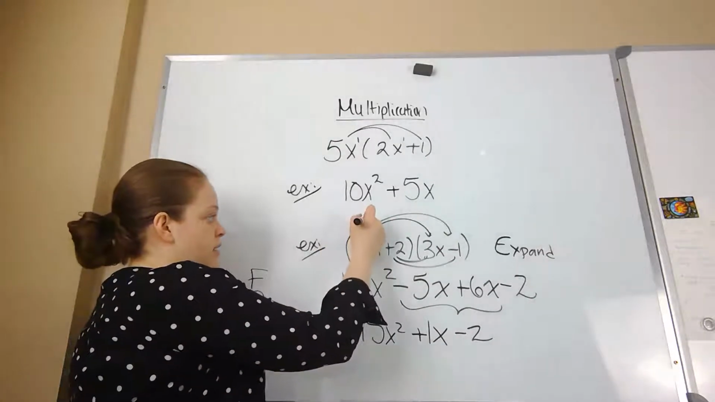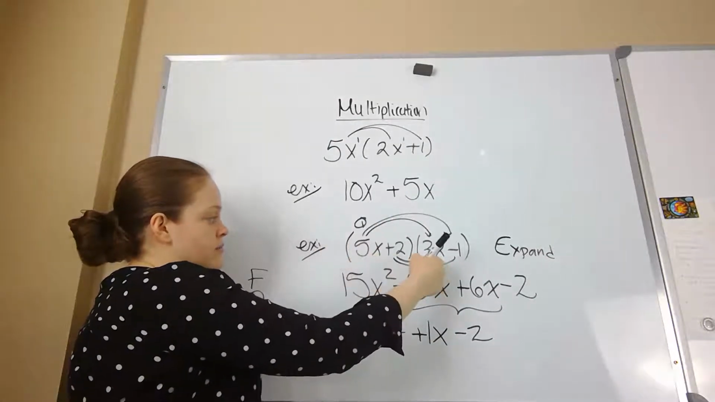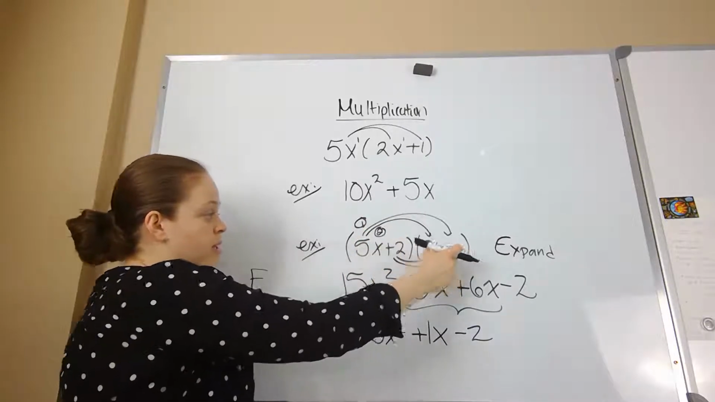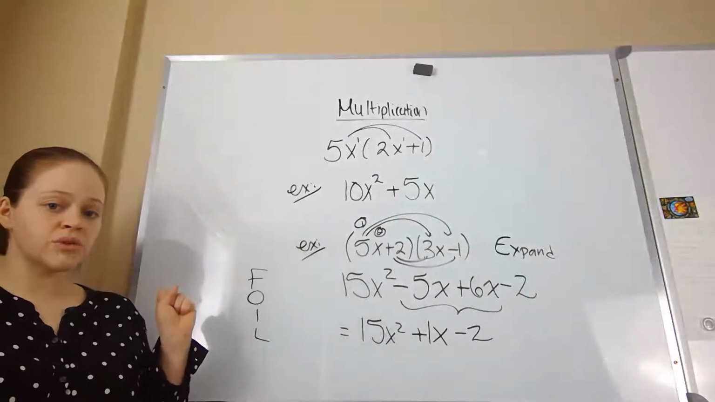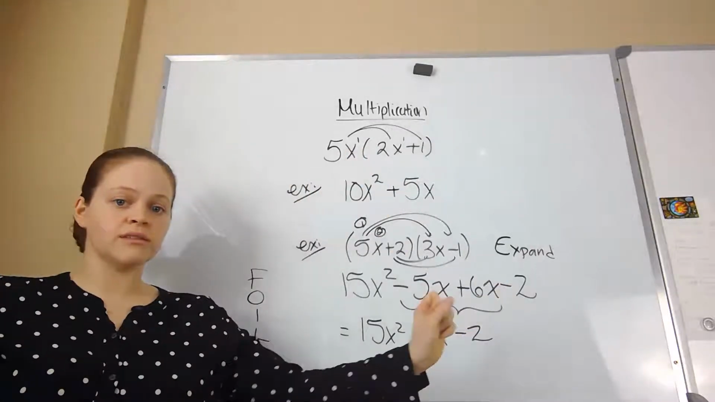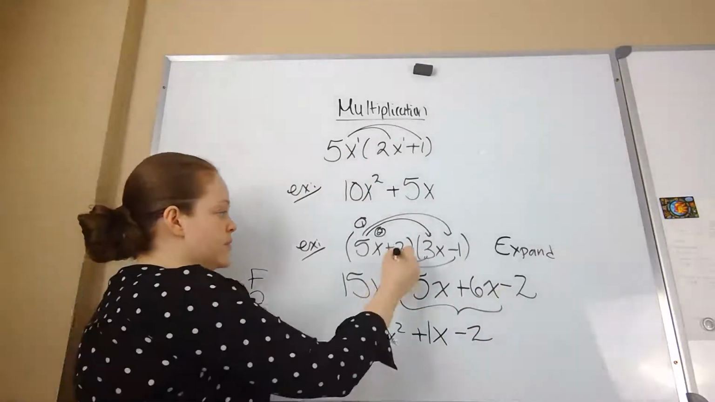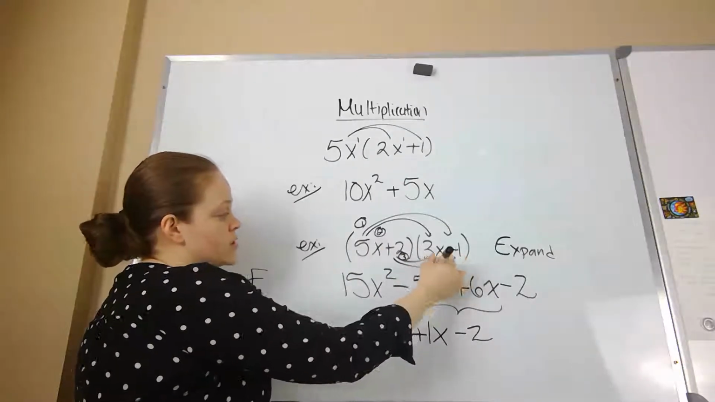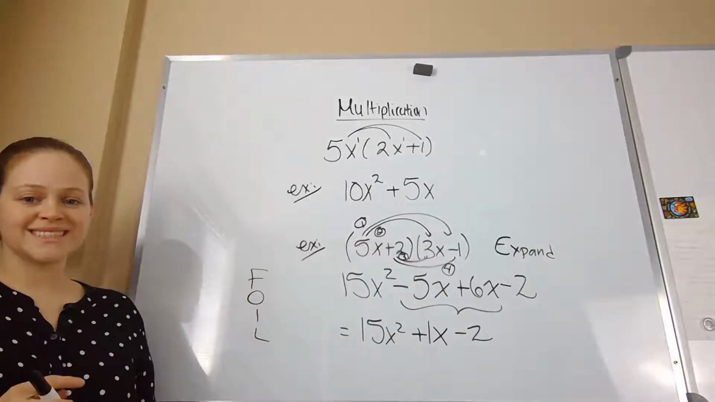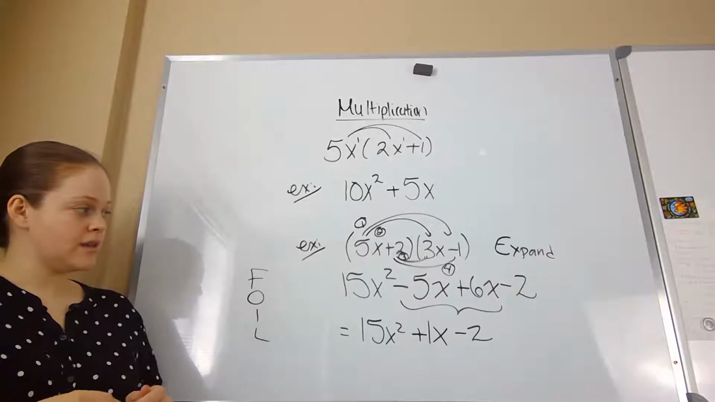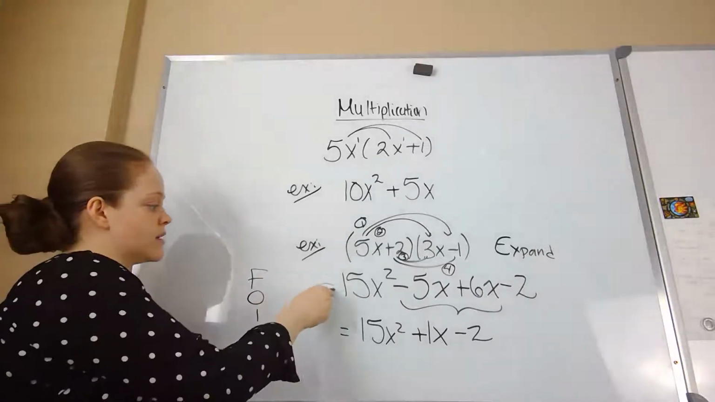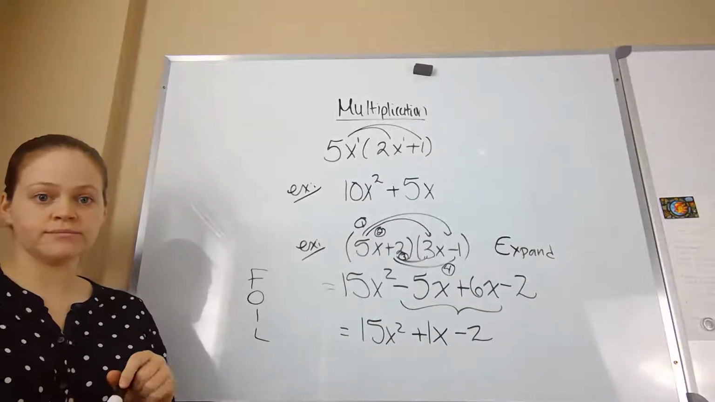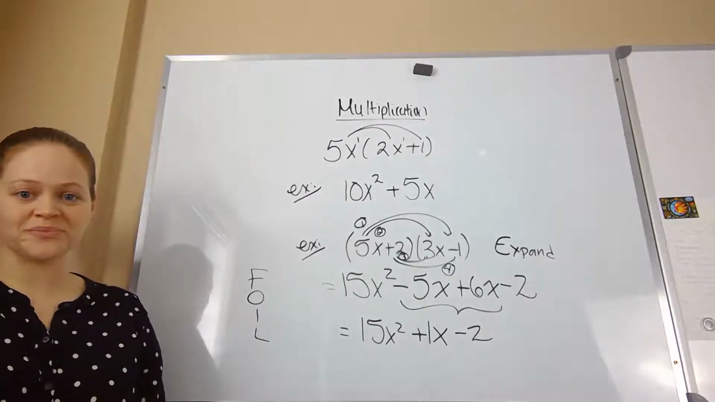So one more time, I did step 1, 5x times 3x. Step 2, 5x times negative 1. Remember, everything in this bracket must multiply to everything in that bracket. Step 3, we did 2 times 3x. And step 4 was 2 times negative 1. From there, we just cleaned up our terms, combined them, and we're done. So there's your multiplication. All right?